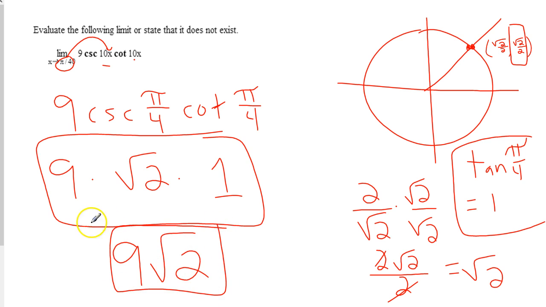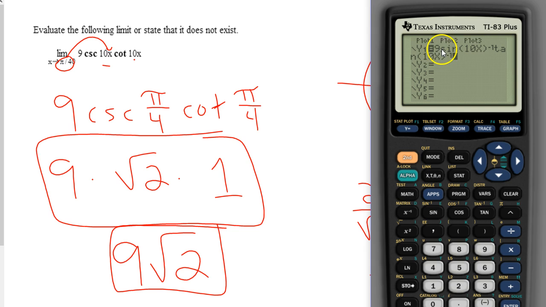Again, you can use your calculator and approach pi over 40 from the left and from the right, and see that you're getting closer and closer to this number. What I mean by that is I put in 9 sine 10x. This little x negative 1 button makes this sine cosecant. Same thing with tangent negative 1, it makes that cotangent. So this is 9 cosecant 10x, and then cotangent 10x.